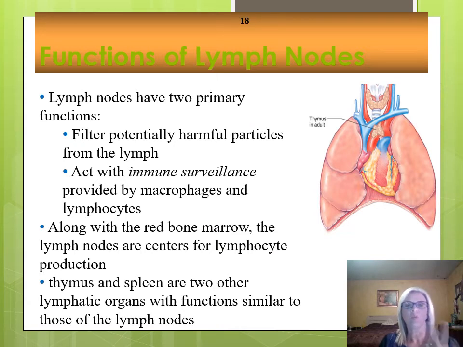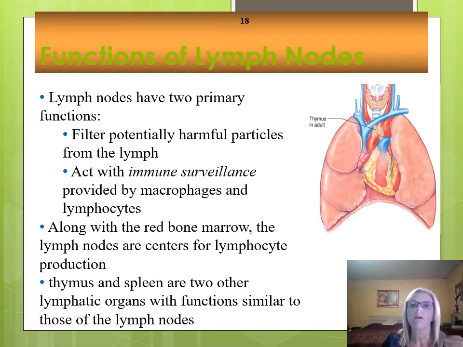Lymph nodes have two primary functions: filtering potentially harmful particles out of the lymph, and then acting as that immune surveillance, or the CIA, provided by macrophages and lymphocytes. Along with the red bone marrow, the lymph nodes are going to be the center for lymphocyte production. The thymus and the spleen are the two other lymph organs with functions similar to those of lymph nodes.